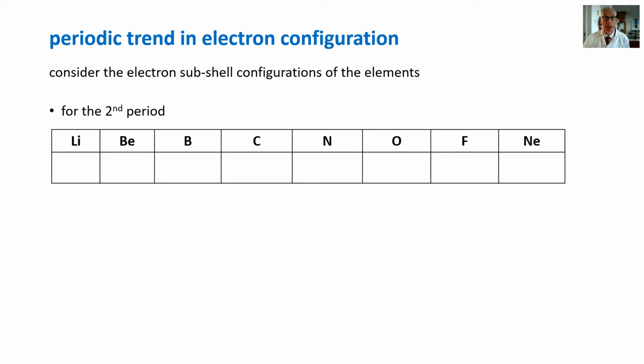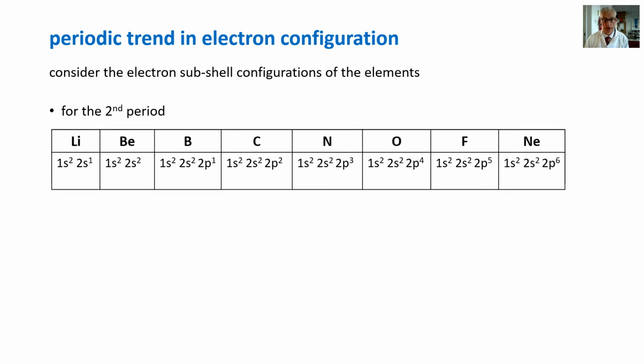Let's consider the periodic trend in electron configuration. So I'd like you to pause the video and write the subshell configurations for the elements of the second period. Come back, check your answers when you have done that. Okay, so here are the correct configurations.